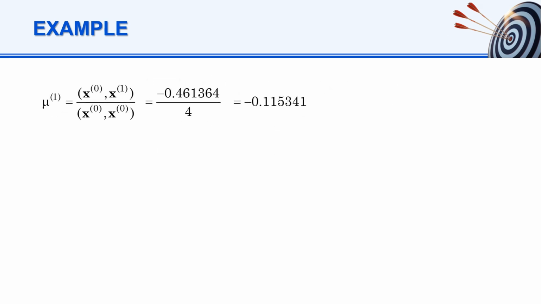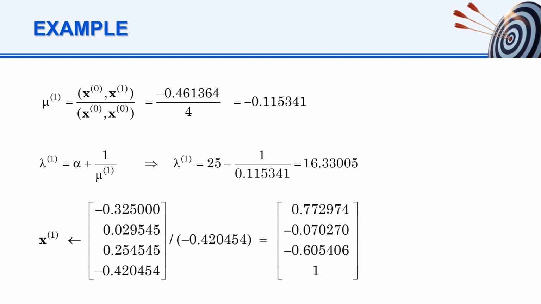The inner product of eigenvector estimates x0 and x1 yields minus 0.461364, while the inner product of x0 by itself gives 4, from which mu is calculated to be minus 0.115341. The lambda eigenvalue estimate is found as 16.33005. The current eigenvector estimate is normalized before the next iteration.